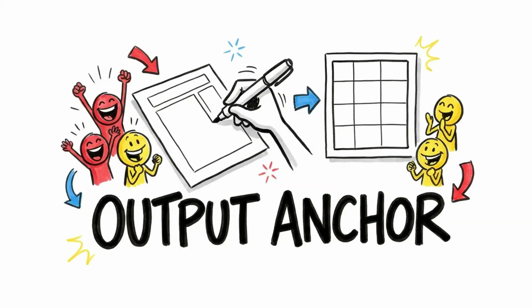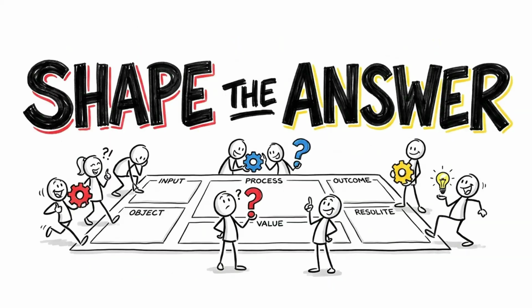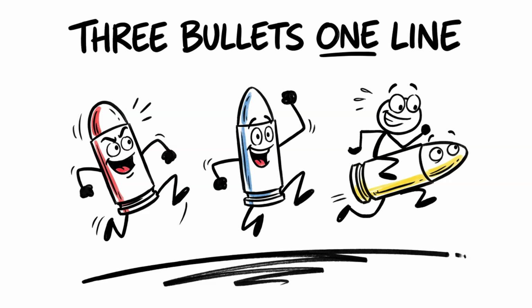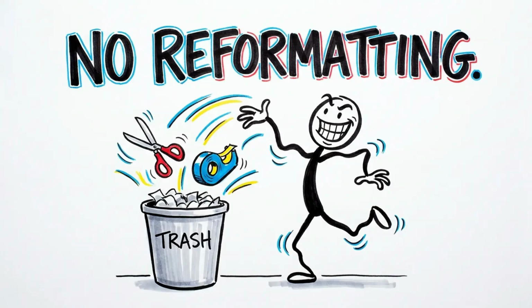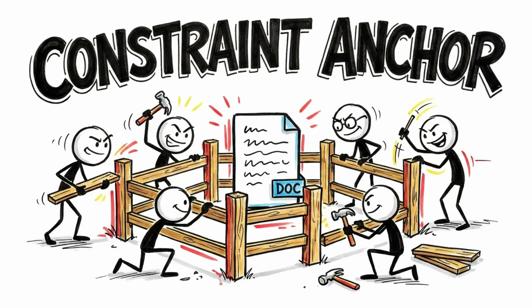Second, the output anchor. Describe the shape of the answer you want. Give me 3 bullets, then 1 bold takeaway. Ask for a table, a checklist, or a script, and it snaps into that mold. Now you never reformat anything by hand again.